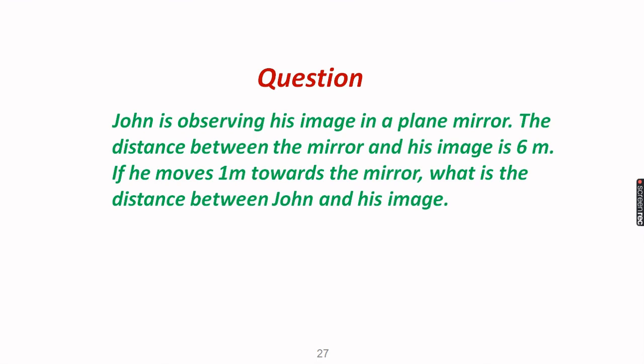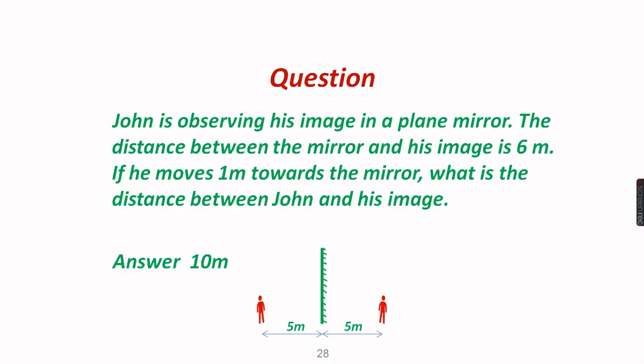Let's see another question now. John is observing his image in a plane mirror. The distance between the mirror and his image is 6 meter. If he moves 1 meter towards the mirror, what is the distance between John and his image? Again, pause the video and calculate. So here we see that when John moves 1 meter towards the mirror, his distance from the mirror will become 5 meter and the distance of his image from the mirror will also be 5 meter. So now the distance between John and his image will be 10 meter. So our answer is 10 meters.